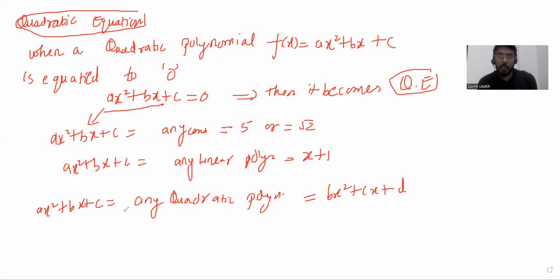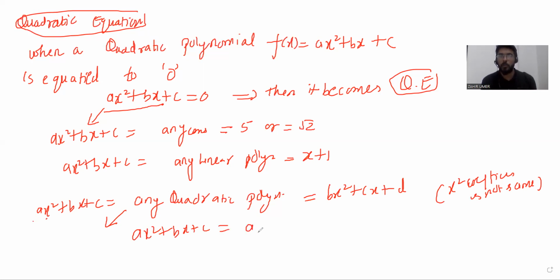All right. But in this case, we make sure that the coefficient of x square is not the same, because if we equate a quadratic polynomial to a quadratic polynomial whose coefficient is the same, suppose ax square plus bx plus c is equated to ax square plus dx plus e, then the x square terms cancel and it becomes a linear equation. So in case of a quadratic polynomial equated to a quadratic polynomial, make sure that the coefficient of x square is different.